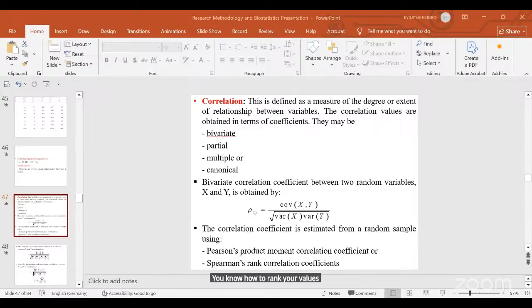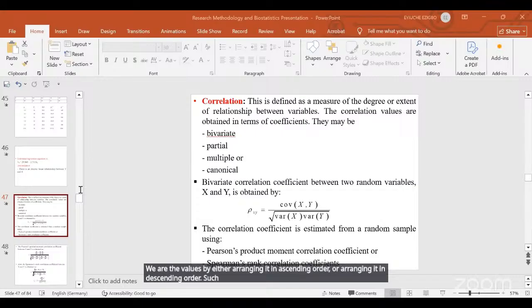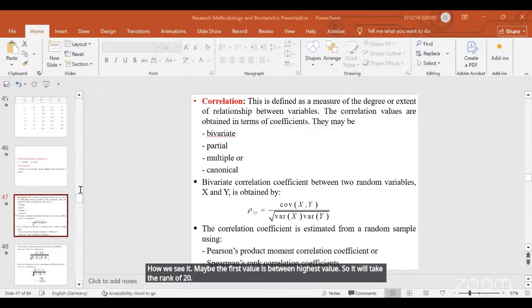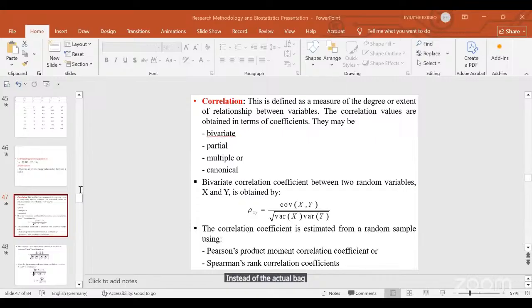We rank a value by either arranging it in ascending order or arranging it in descending order, such that if I see values in the first variable, maybe the first value is the 20th highest value. So it will take the rank of 20 instead of the actual value. I hope it's understood.